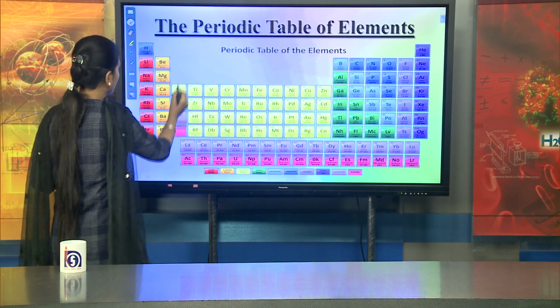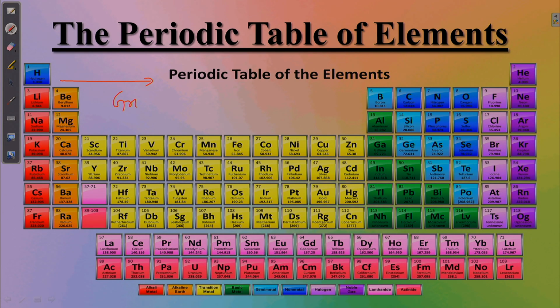So in our periodic table, these are known as groups. In the periodic table, there are a total of 18 groups and 7 periods. These are known as periods. In the first period, there are only 2 elements. In the second and third periods, there are 8 elements each. In the fourth and fifth periods, there are 18 elements each, and in the sixth and seventh, there are 32 elements each.